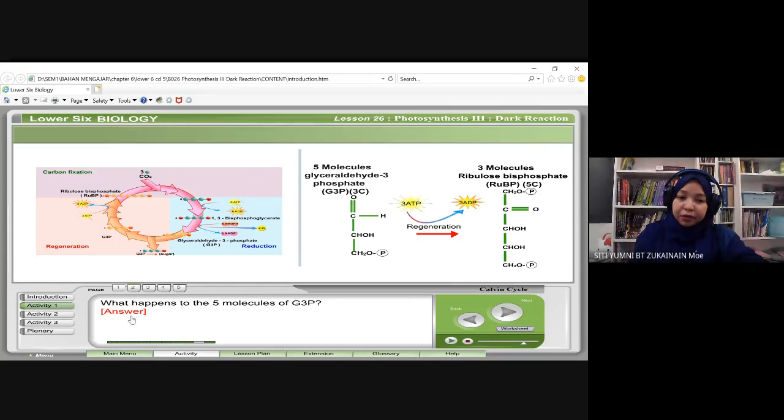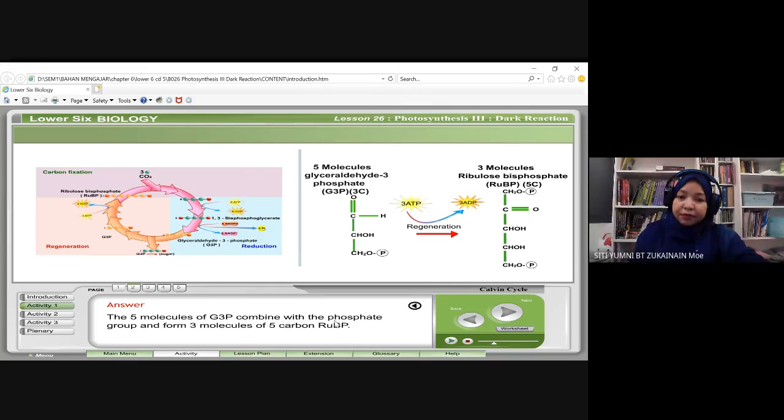During the regeneration process, G3P combines with the phosphate group and forms 3 molecules of 5 carbon RuBP again. So remember, 5 times 1, 2, 3, it is 15 carbon compounds. Then it will produce 3 RuBP, 1, 2, 3, 4, 5 carbon compounds. So from 5, they will rearrange into 3 molecules of 5 carbon RuBP. So from 5, G3P combine with the phosphate group and will form 3 molecules of 5 carbon RuBP.